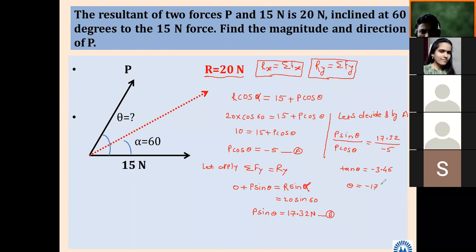Minus, something has gone wrong. No, it should not come minus. How? Just check from the first equation, which is Rx. So what will be its x component? 20 cos 60 plus 15 plus P cos theta. So 20 into cos 60, what is the value? Just check. Ten. Correct.